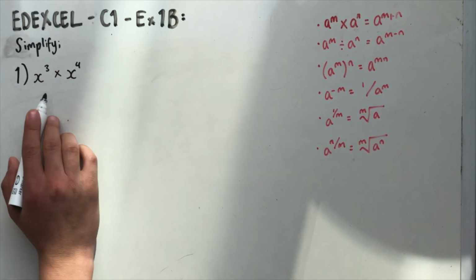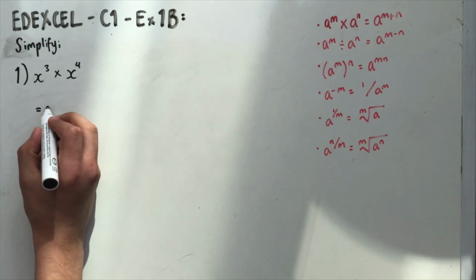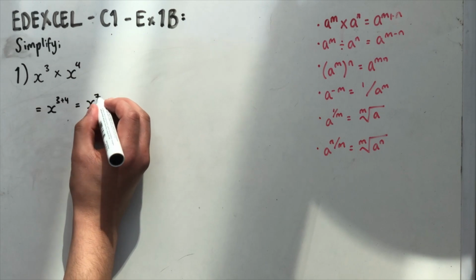We have to simplify x cubed times x to the power 4. Now with this we can use the very first rule of indices at the top right hand corner, and it's x to the power of 3 plus 4, which equals x to the power of 7.